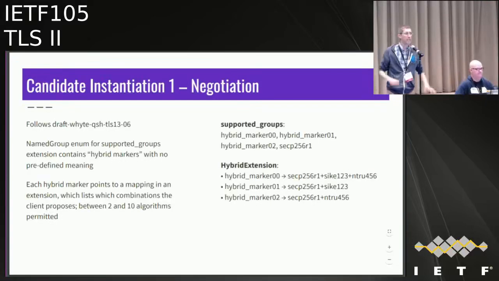we're taking a proper approach where everything is done separately. This follows an earlier draft by William White and others. The algorithms are negotiated individually. So there are new named groups called hybrid marker 0, hybrid marker 1, which don't actually mean anything in themselves. They're just pointers into a hybrid extension where each marker is mapped onto the groups or key exchange methods that are meant to comprise that. So each party can suggest as many combinations as they like, and they're indicated with these hybrid markers. And we can allow multiple algorithms. We've put a maximum of 10, but there's no reason that you couldn't have more than that.